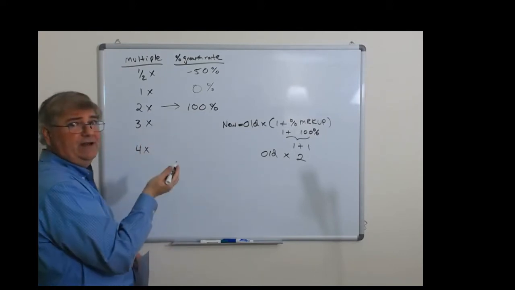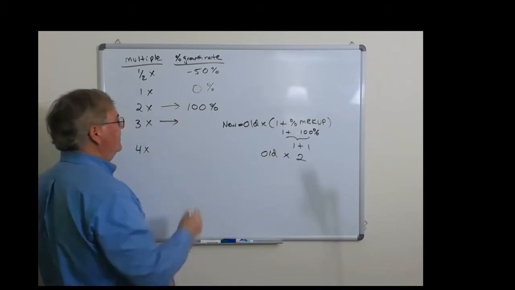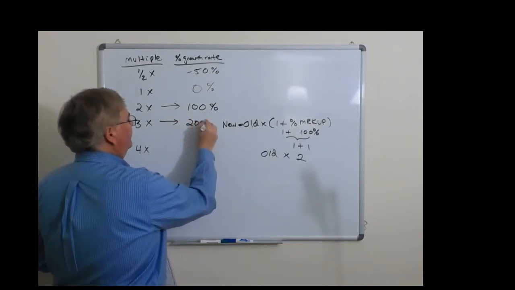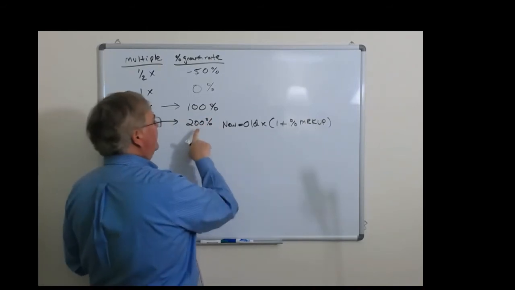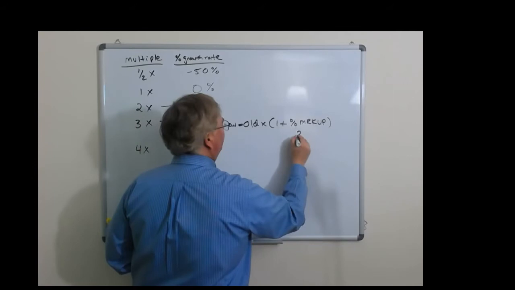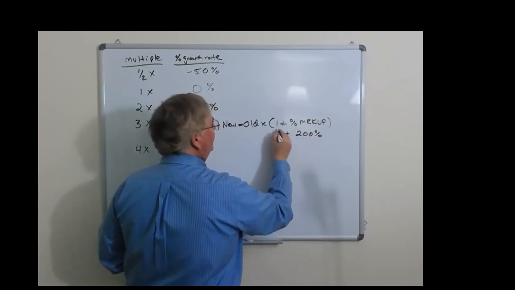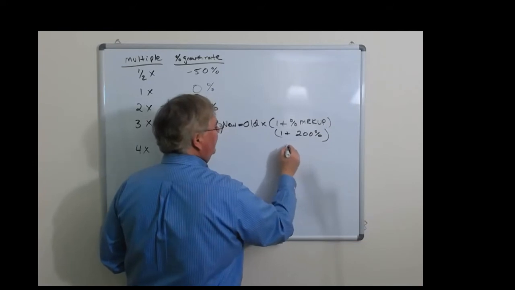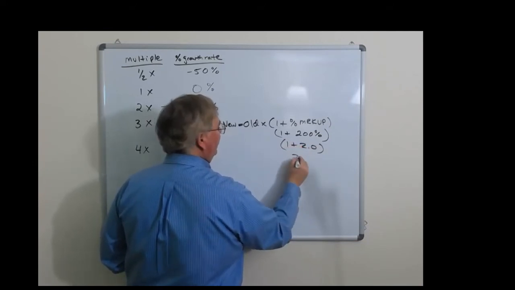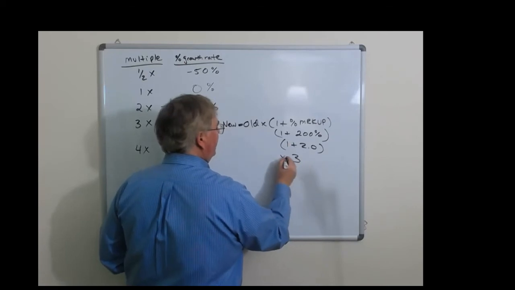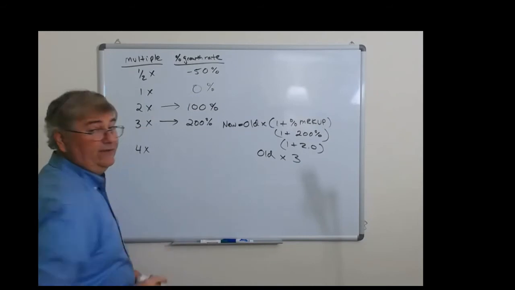What do you think a 3 times growth rate would be? If you said 200%, you're correct. Because in the 3x situation, your percentage markup is actually 200%. 1 plus 200% is actually the same thing as 1 plus 2.0, which is the same thing as 3. Multiply that times the old number, and you get 3x.